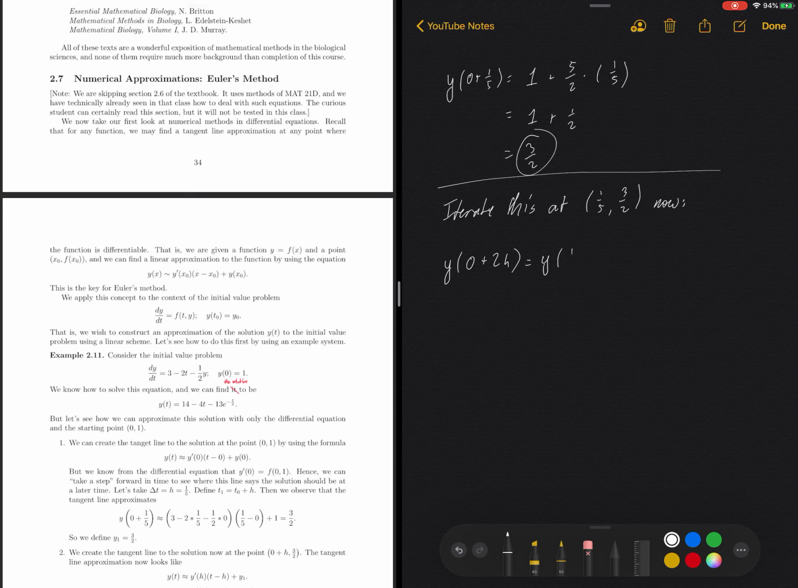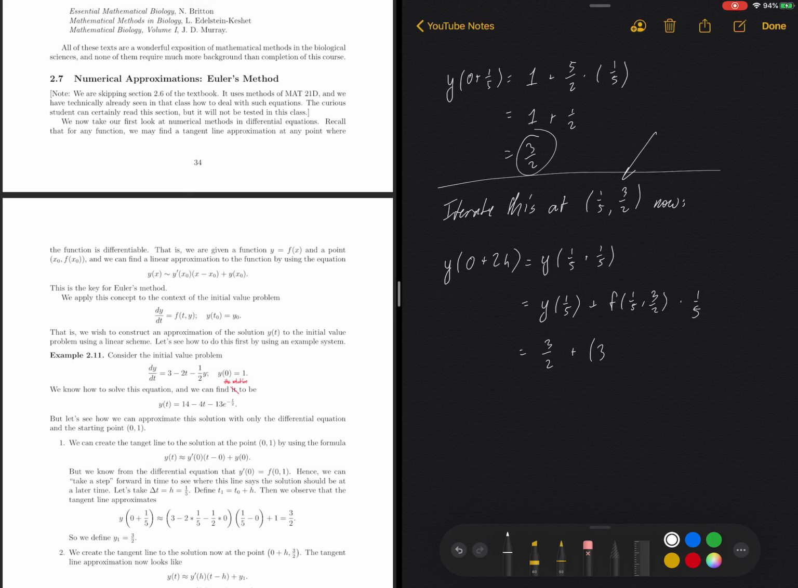So y at, okay, I'm going to go another step forward. So this is plus 2 times the h. So this will be equal to y at 1/5 plus another 1/5. And this is approximately y at 1/5, right? I have to make a new tangent line approximation, plus this will be f at 1/5 by 3/2 times another tiny step. So this will be the 1/5 again. And I'm going to go ahead and compute that real quick.